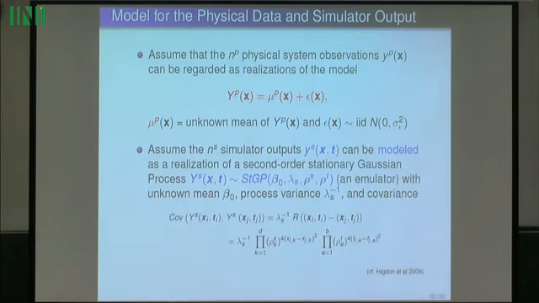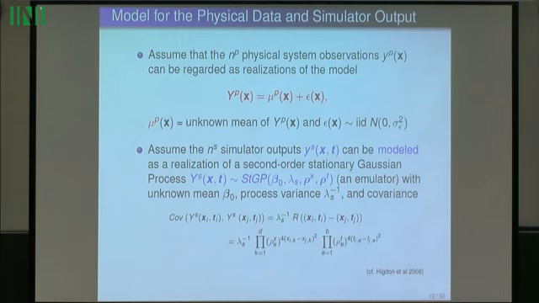The simulator outputs we're going to model as a realization of a second order stationary Gaussian process. I'm going to take a fixed mean. I'm not going to try and model the mean because I don't have enough information to say what that looks like. That's the precision of the Gaussian process. And then we have some correlation parameters. So the Gaussian process covariance is going to look like this. This is a product Gaussian correlation structure.